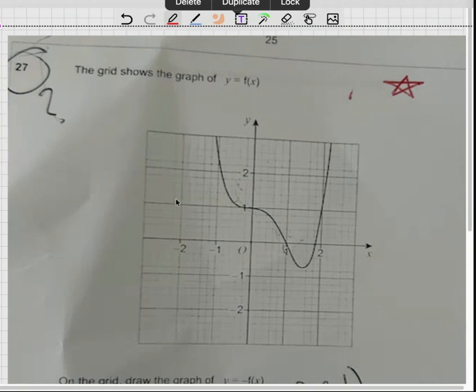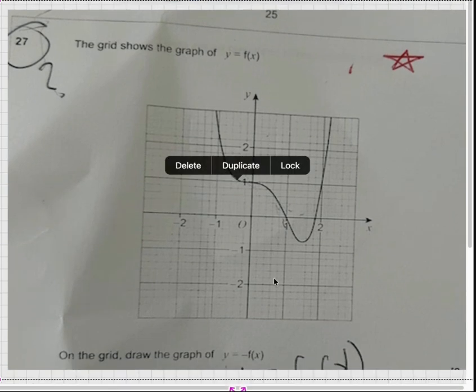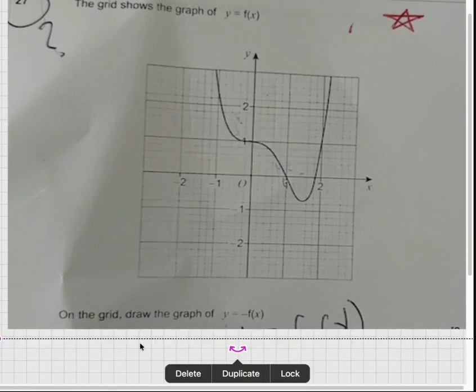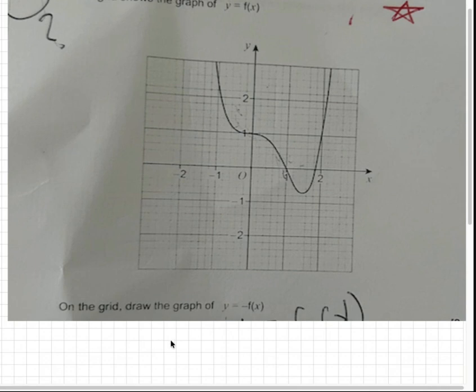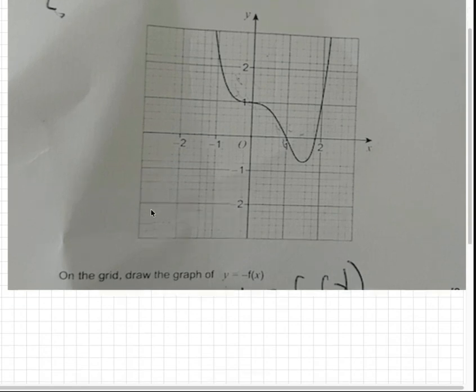Hi. So this question, the grid shows the graph of y equal to f(x). So this is some graph, some function f of x. And you have to not only find, but draw the graph of y equal to minus f(x). So it can be confusing. Before we attempt this question, I will give you the concept about this.